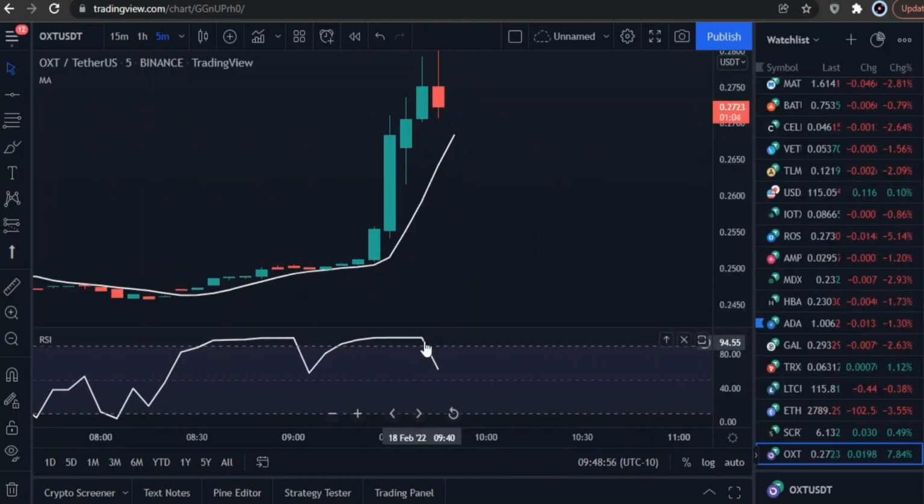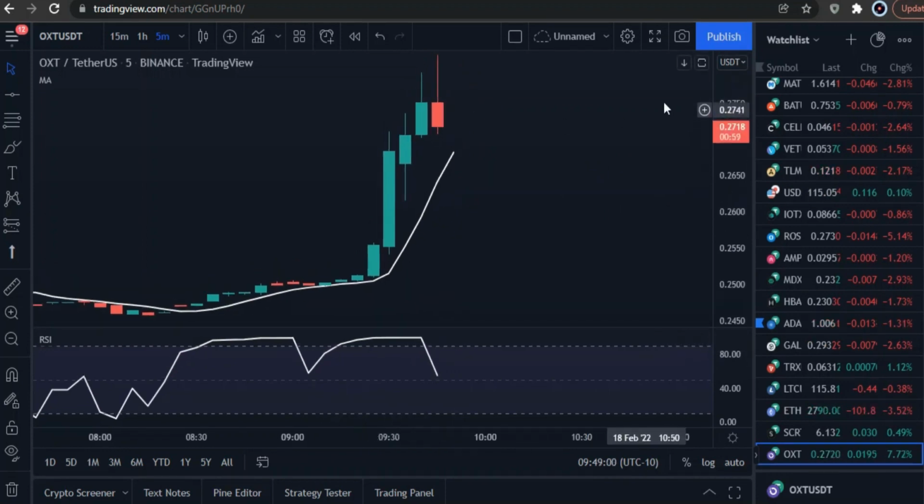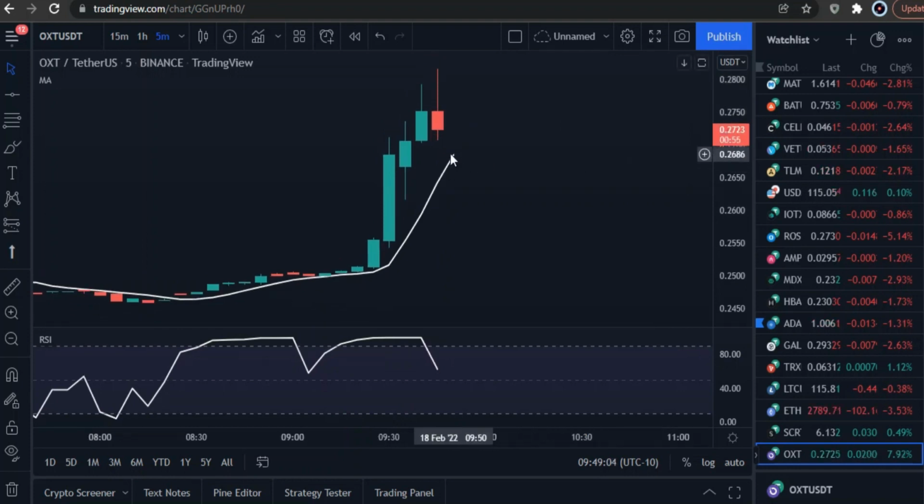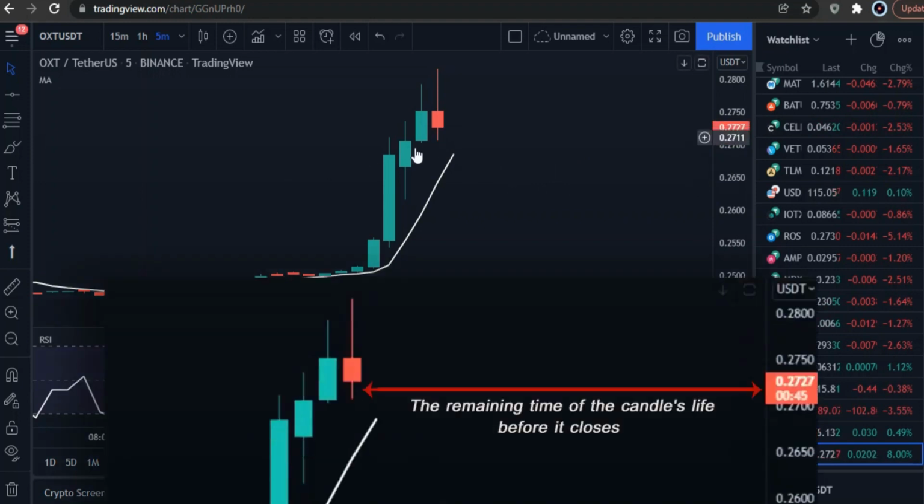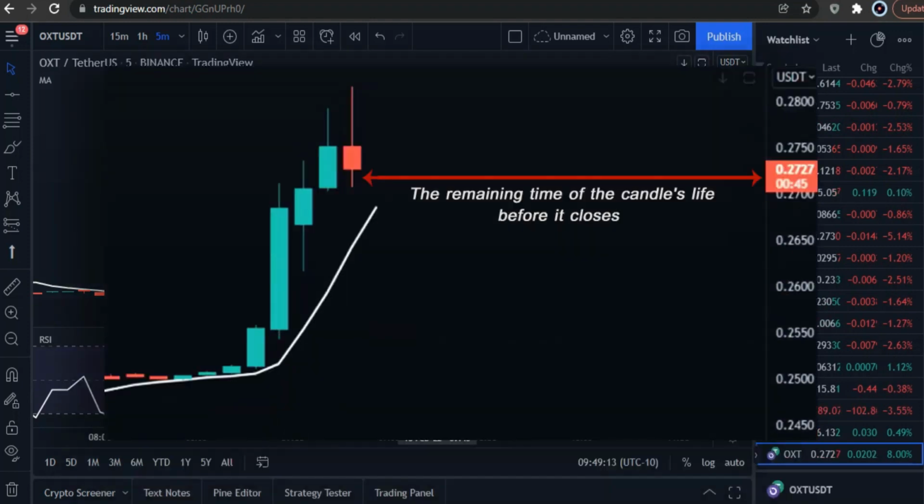As it happens here, the RSI indicator moving from top to bottom. And here, we can see a red candle appeared after several green candles. Here, we see that the last green candle is slightly away from the moving average line. But as we note here, the time for the red candle has not ended, that is, this candle is not closed yet. The length of the candle is 5 minutes, and it may change to green at any moment, or it may go down more, unless its time expires and closes.